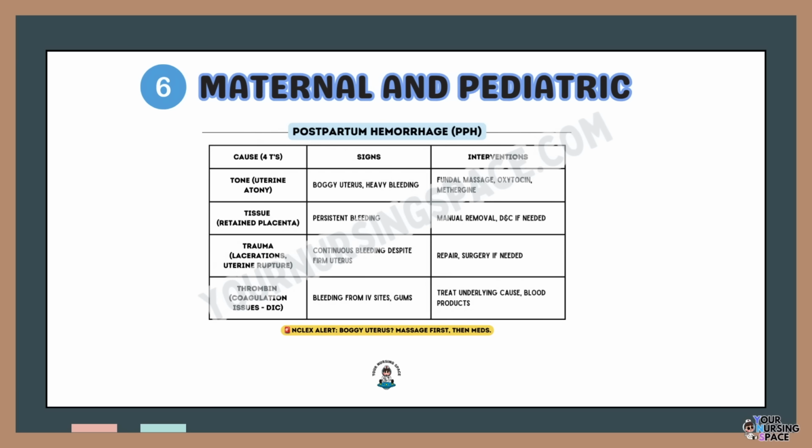Postpartum hemorrhage is a leading cause of maternal mortality, and it's crucial to know the causes. Remember the 4 T's: tone, uterine atony, the most common cause, fundal massage is the first intervention. Tissue, retained placenta, trauma, lacerations. Thrombin, coagulopathy. We treat PPH with uterotonics like oxytocin, misoprostol, or methergine, but avoid methergine in hypertensive patients.